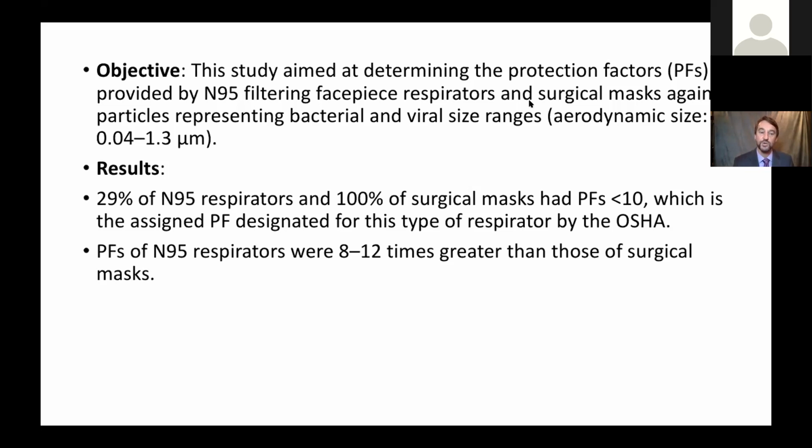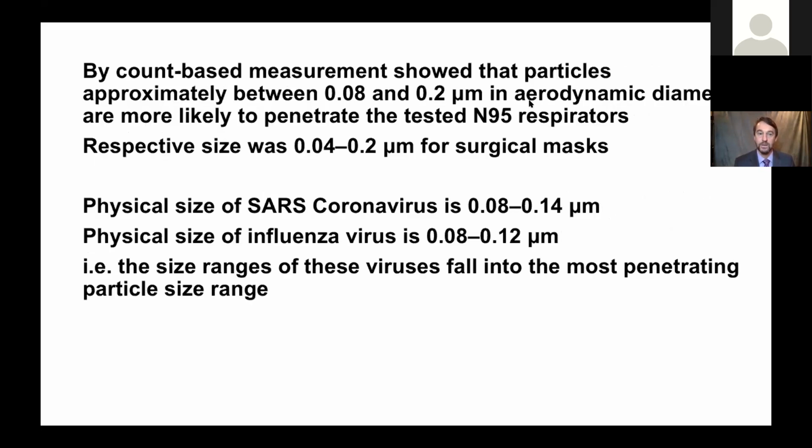Their results found that 29%, nearly 30%, of the N95 respirators and 100% of the surgical masks had a protection factor less than 10. Remember, that's the protection factor designated by OSHA. The protection factor of an N95 respirator was found to be 8 to 12 times greater than those of surgical or procedural masks. So by count-based measurement in this study, particles of 0.08 to 0.2 microns in aerodynamic diameter are more likely to penetrate the tested N95 respirators.